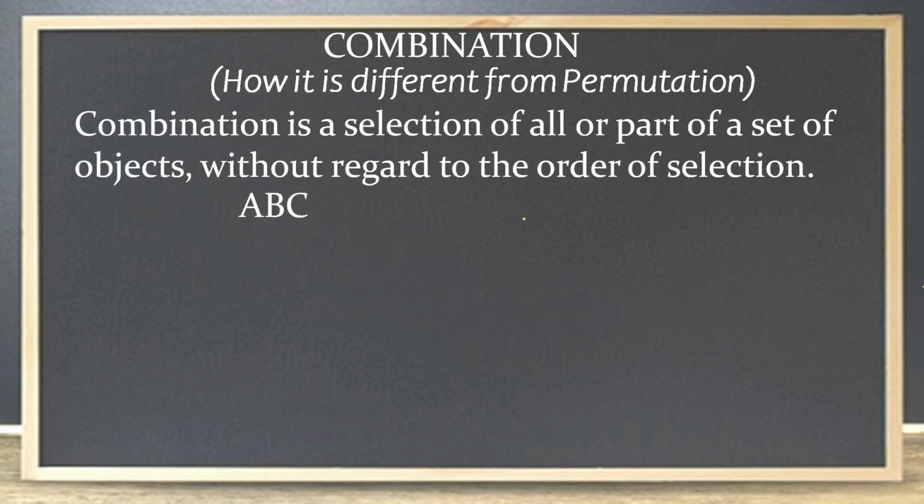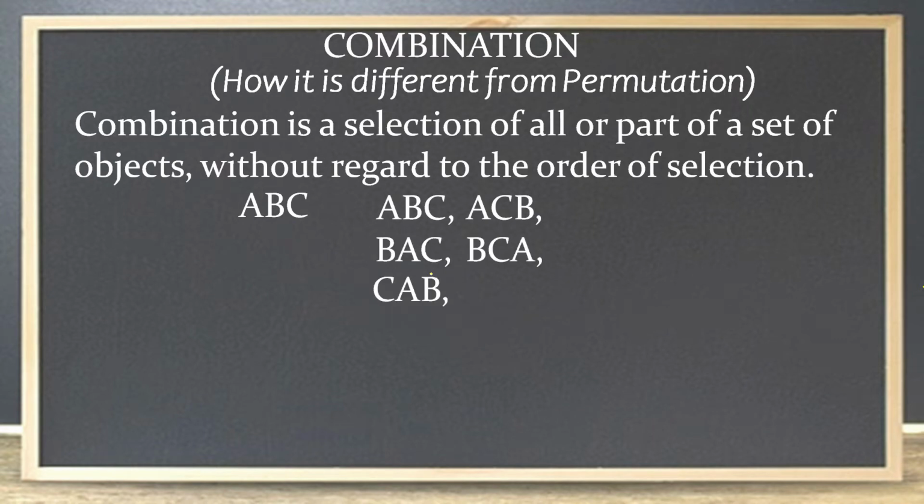Let us say we have three letters, A, B, and C, and these letters may be representations of objects or even people. We have different ways that these letters can be arranged as follows. It could be ABC, ACB, BAC, BCA, CAB, and CBA. So these are 6 possible ways that we can arrange the three letters.